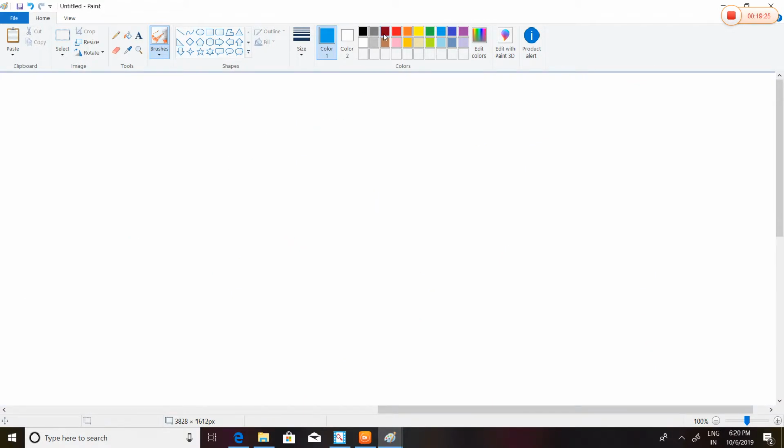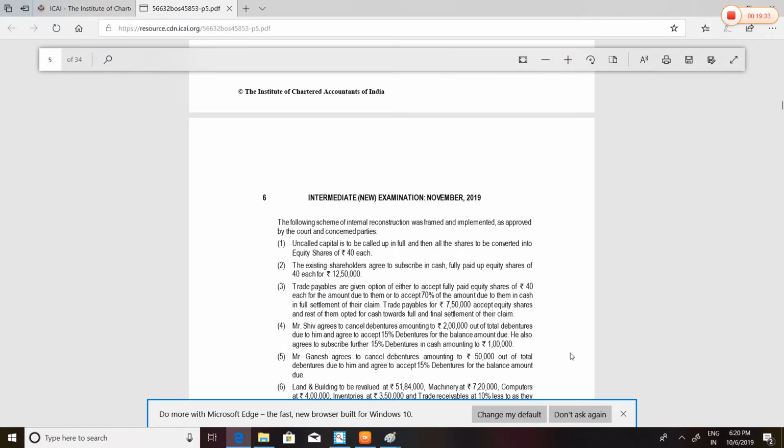Fifth, it says Mr. Ganesh agrees to cancel debentures amounting to rupees 50,000 out of the total debentures due to him, and agrees to accept 15% debentures. Firstly, Mr. Schiff: he agreed to cancel debentures amounting to rupees 2 lakhs out of the debentures due to him, and agreed to accept 15% debentures for the balance amount due. He also agrees to subscribe for the 15% debentures in cash amounting to rupees 1 lakh.